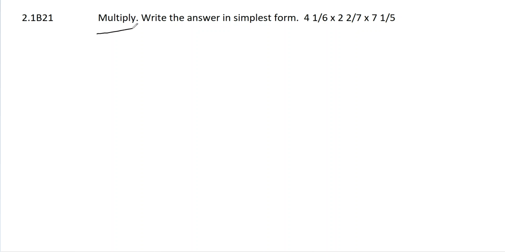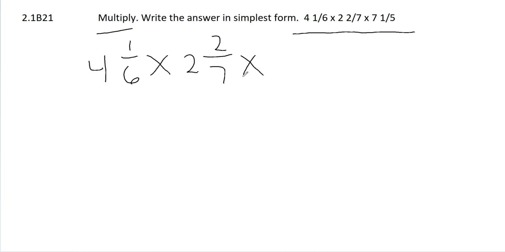Multiply. Write the answer in simplest form. So let's rewrite this expression here as 4 and 1/6 times 2 and 2/7 times 7 and 1/5. Alright, might get a little messy, but let's do it.